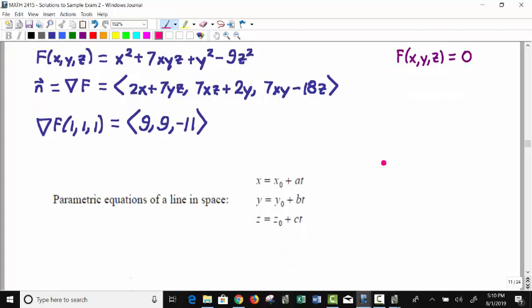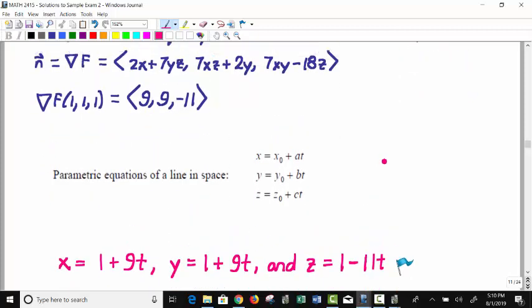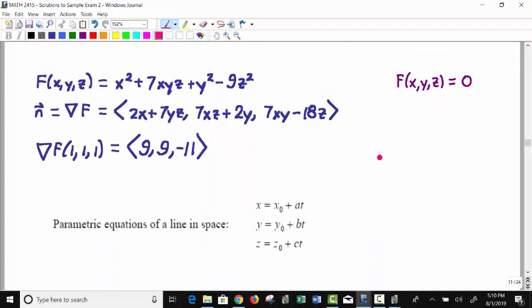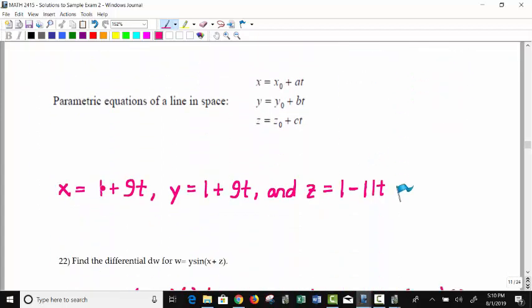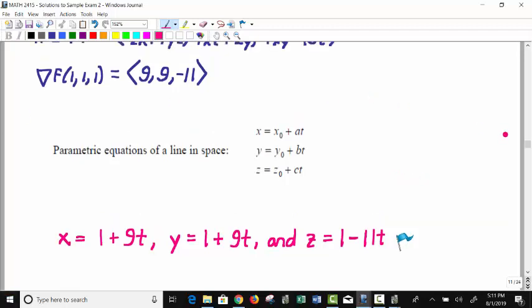So we have, the point is 1, 1, 1. There's 1, there's 1, there's 1. And then, so now we have 9, 9, negative 11, so it's 1 plus 9t, 1 plus 9t, 1 minus 11t. There we go. That's not too bad.